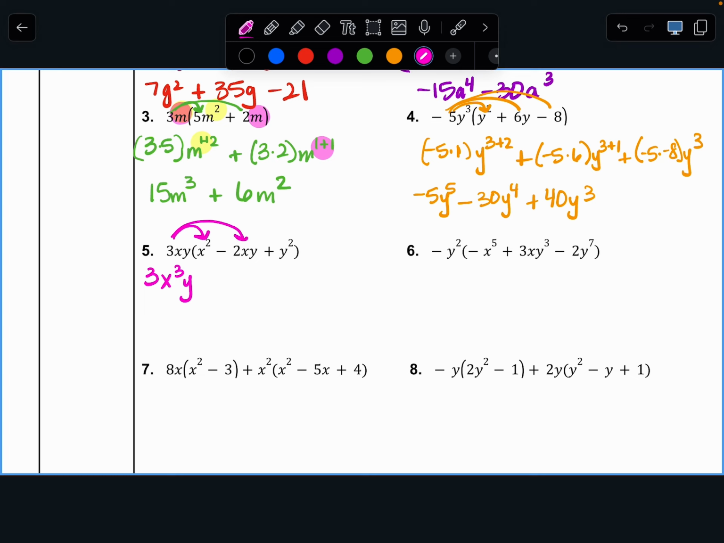So then we do the next term. 3 times negative 2, that's negative 6. x and x is x squared. y and y is y squared. And then we do the last one. 3 times 1 is 3. And the x doesn't have anything else, but then I have 1y and 2y's, so it's y^3.